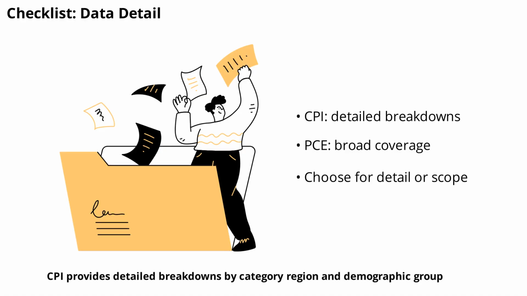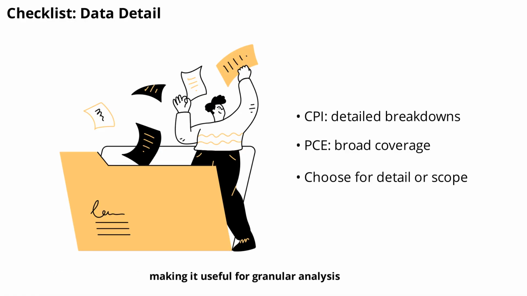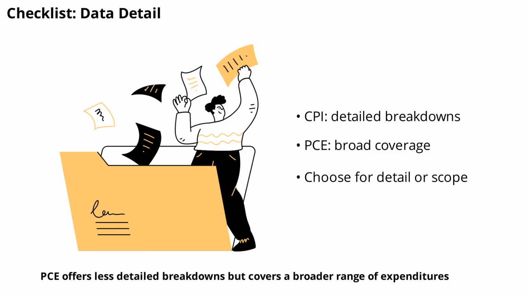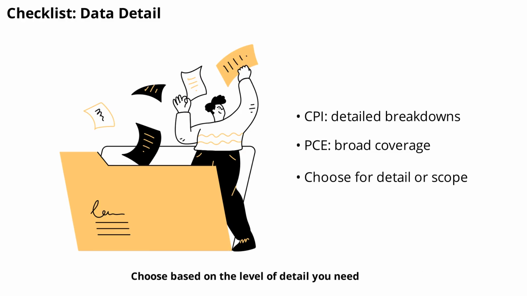CPI provides detailed breakdowns by category, region, and demographic group, making it useful for granular analysis. PCE offers less detailed breakdowns but covers a broader range of expenditures. Choose based on the level of detail you need.